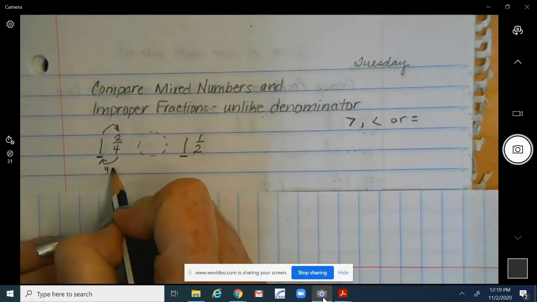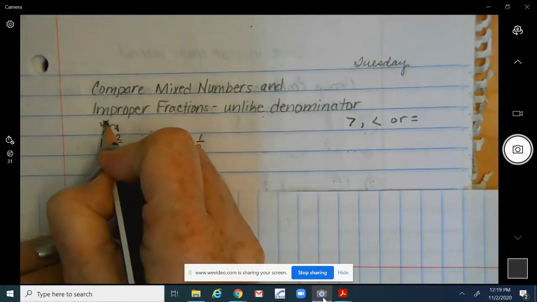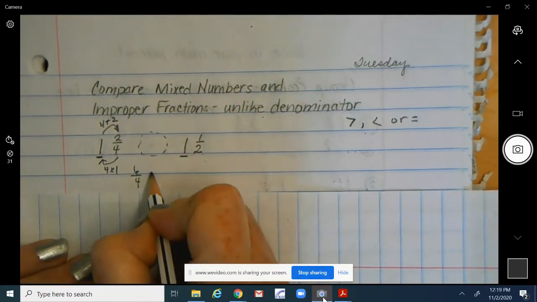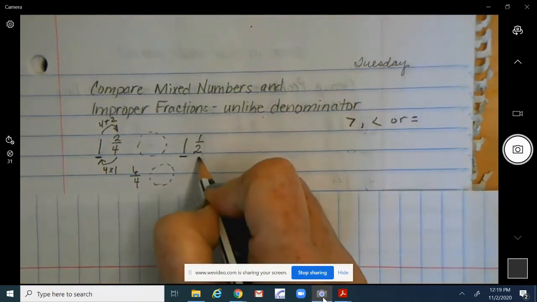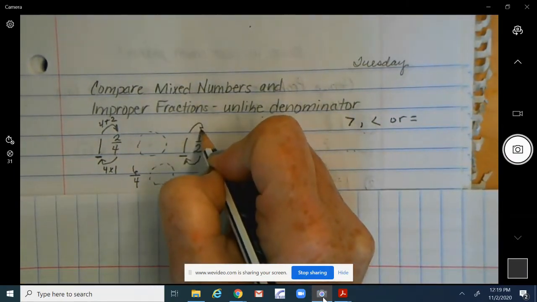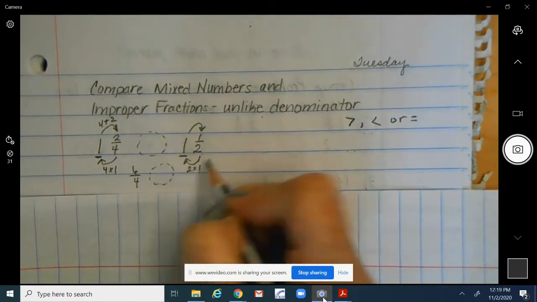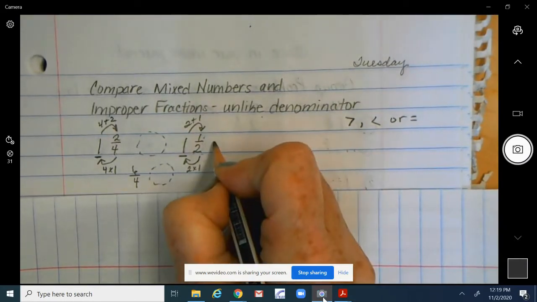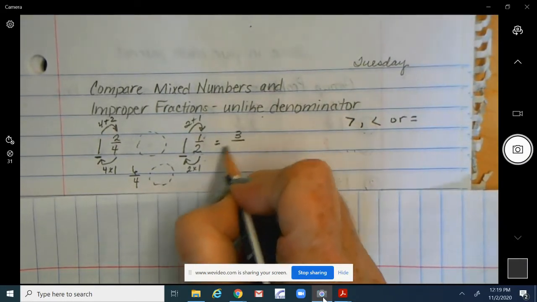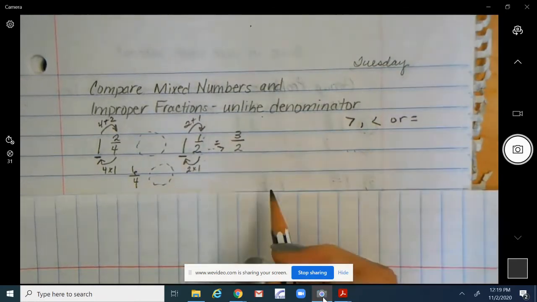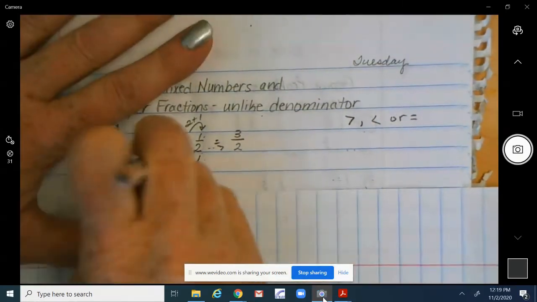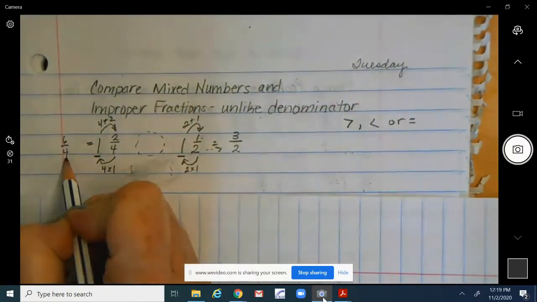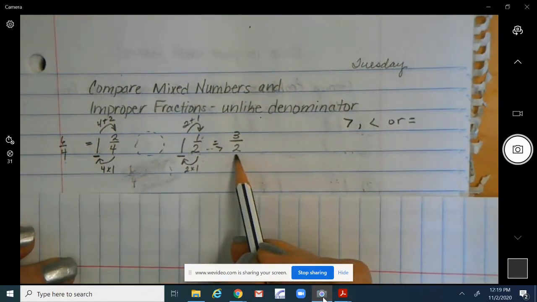So 4 times 1 is 4. Add the 2 and keep my denominator. So this side will be 6/4 compared to, I'm going to do the same thing over here. I'm going to do 2 times 1, which is 2. Add my numerator, which is 3. So this side is going to be 3/2. Keep my denominator. So I think I'll just put those up above. 1 and 2/4 equals 6/4. So I still have fourths and halves.